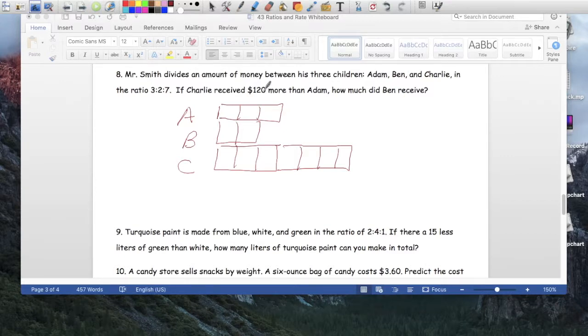If Charlie received 120 more than Adam, compare Charlie, which is this guy here, to Adam. He has 4 more squares. So up to here, they're the same. This is the more part compared to Adam. He has 4 more than Adam, and that's represented by the number 120. So 120 divided by 4 will give us 30, 30, 30, and 30, which means everything else is going to be a 30.